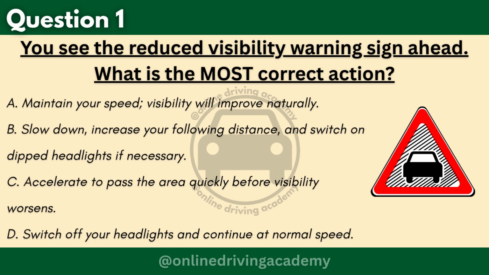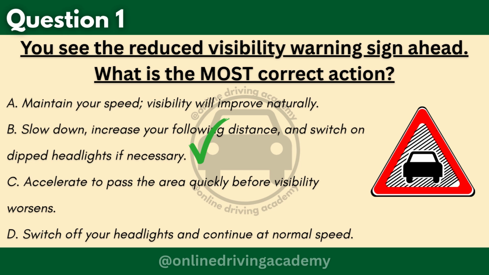With option C, it says to accelerate to pass the area quickly. Obviously, if you're going to accelerate, you're going to be putting yourself and other road users in danger. With option D, it says switch off your headlights and continue at normal speed. Again, that's also incorrect. You're going to need to slow down. You're going to need to increase your following distance and you're going to need to switch on your dipped headlights. Therefore, option B will be our correct answer.